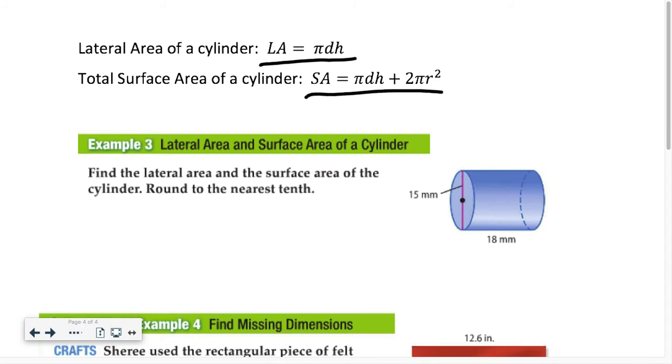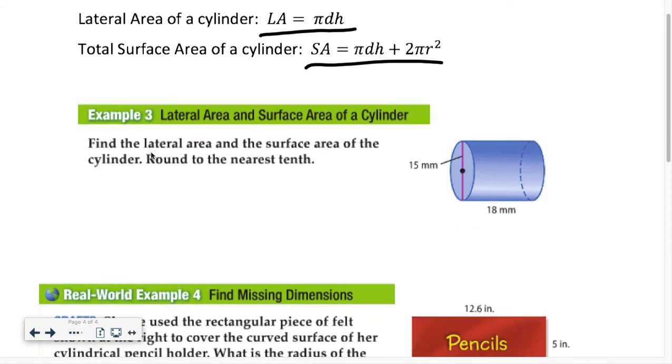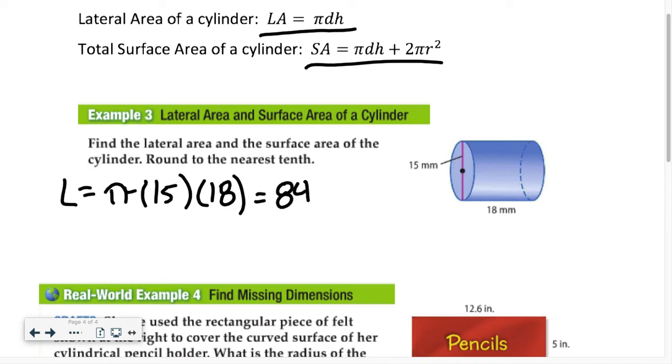Lateral area formula, surface area formula. Find the lateral area and the surface area of the cylinder. Round to the nearest tenth. So lateral area is pi times the diameter of the base, which is 15, times the height, which is 18. So 15 times 18 times pi gives 848.2 millimeters squared. That is lateral area.